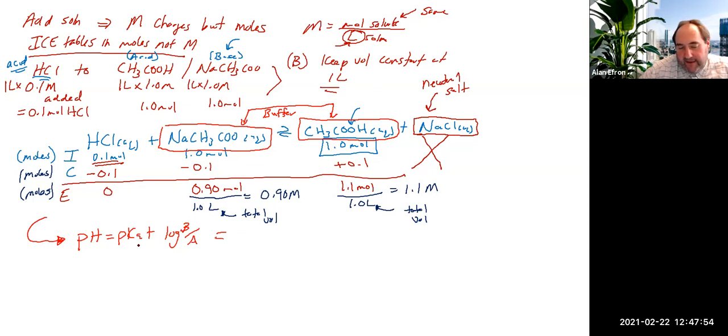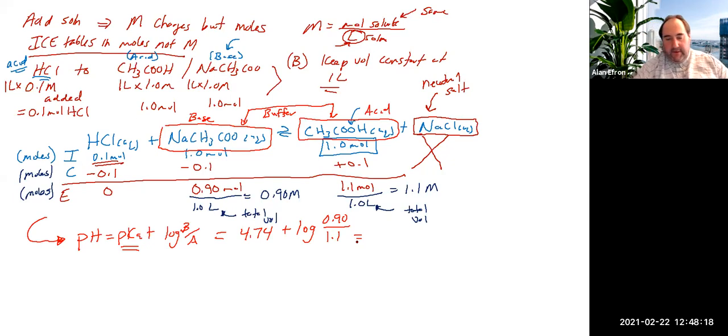So our pKa value is the same as part A since it's the same acetic acid. So that's still 4.74 plus the log. And it's important here again to recognize which one's your base and which one's your acid. Again, this guy is our base. The acetic acid is our acid. So we would put the 0.9 divided by the 1.1. And if we do all that, 0.9 divided by 1.1, take the log of it, add it to 4.74, it looks like we end up with a 4.65 as our pH.